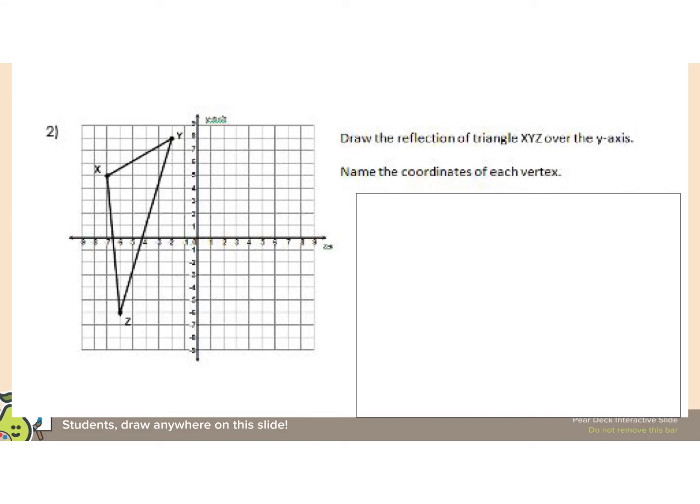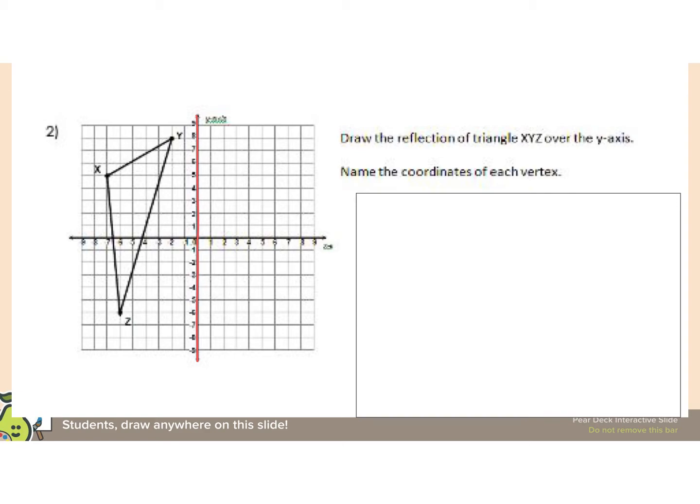All right, practice problem 2. So again, we're going to find our y-axis. We're going to highlight it. This is our line of reflection. All of the points are going to get flipped or reflected over this red line.